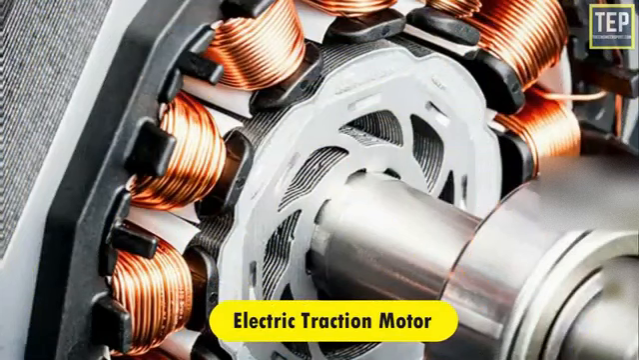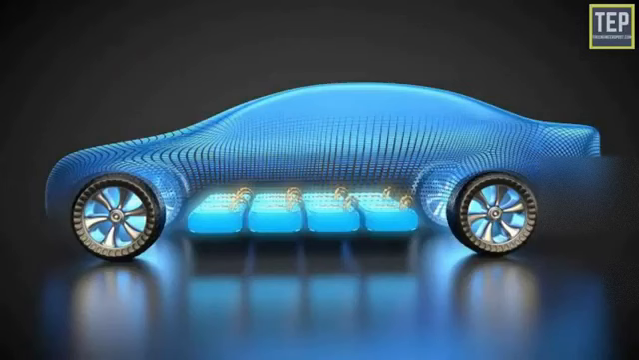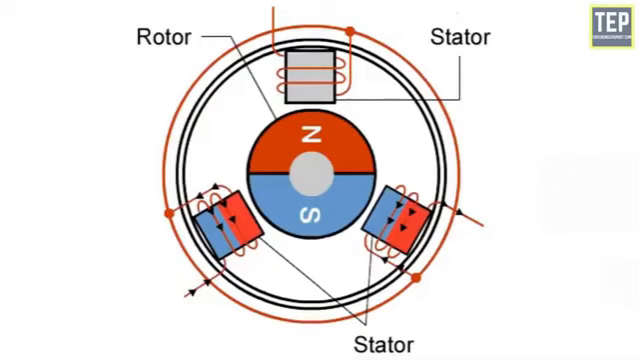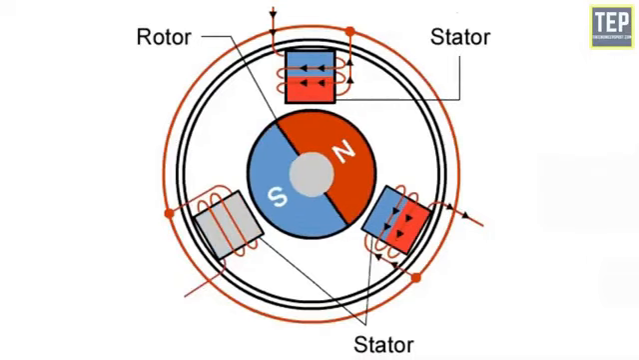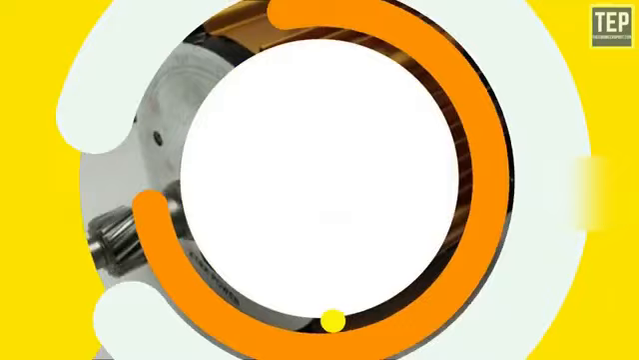Electric traction motor. The electric traction motors will work turning the transmission and wheels, using power from the traction battery pack. Some vehicles use motor generators that perform both the drive and regeneration functions. In general, the type of electric motor used is the brushless DC motor.